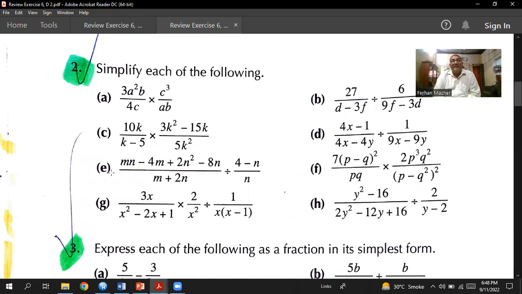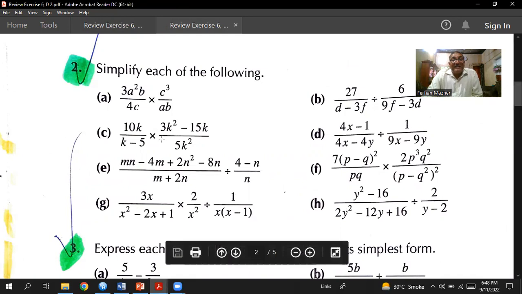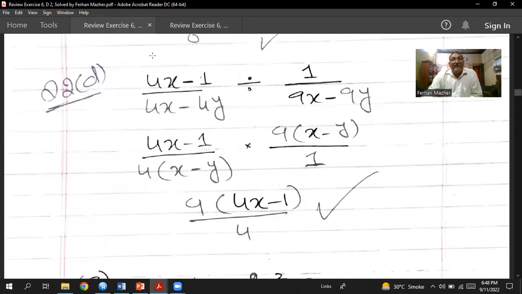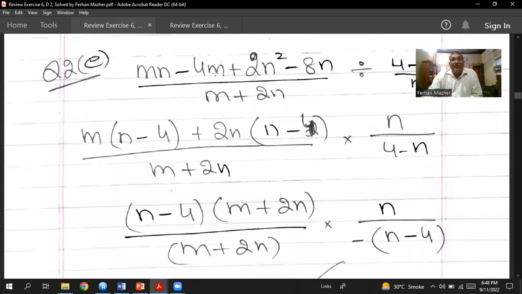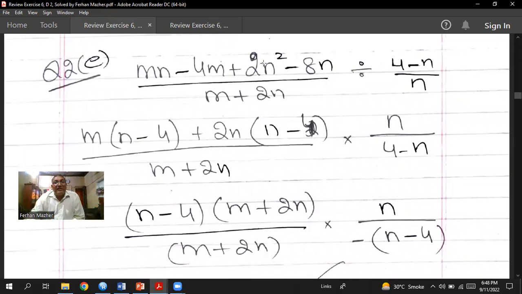by m plus 2n. Then you have a divide sign and then 4 minus n divided by n. It's very simple. We have 4 terms here. From the first two, m is common, so in the bracket you will have m minus 4. From the last two terms, plus 2n is common, so in the bracket you will have n minus 4 bracket close, divided by m plus 2n, multiply.